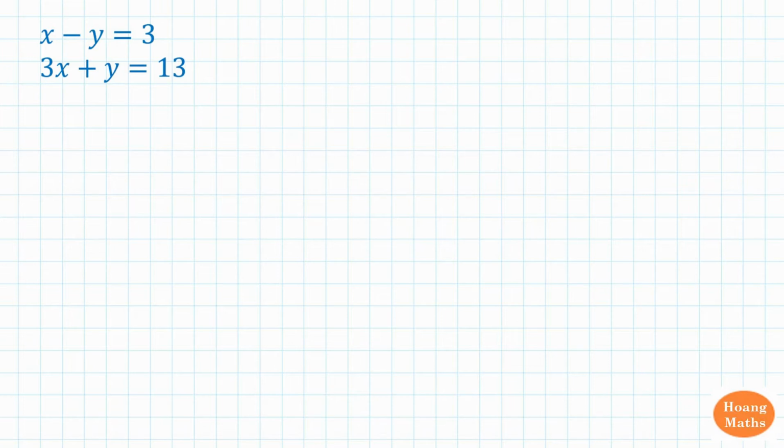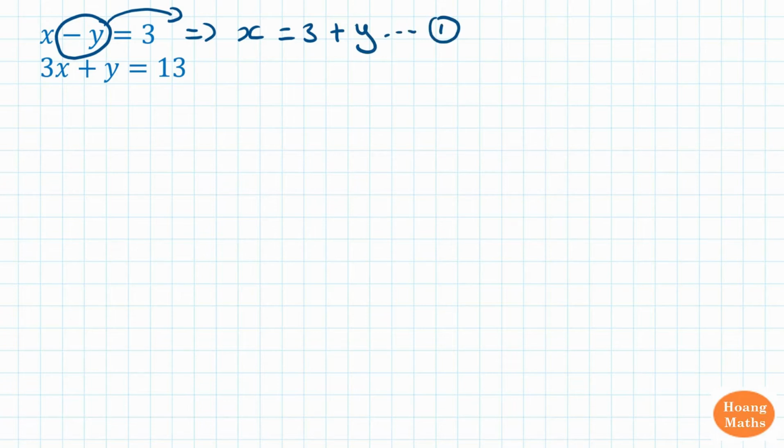To solve these simultaneous equations by using the substitution method, the first step is we either make x the subject or y the subject. In this case, I just make x the subject. In other words, I move this negative y over this side, and it becomes positive. That is, x is equal to 3 plus y. So let's name this equation number 1, and this one here, equation number 2.